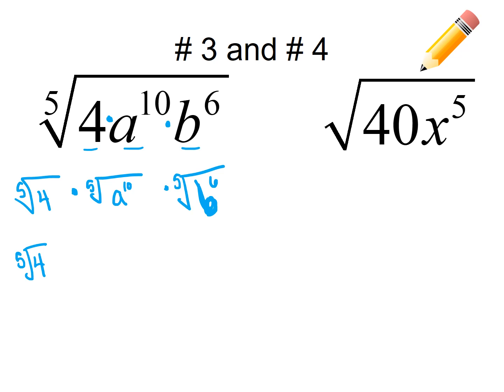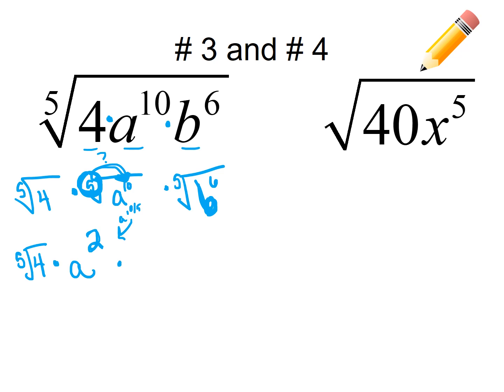Now we have the 5th root of a to the 10th. Well, how many groups of 5 make 10? Well, 2 groups of 5 make 10. So that means I can make a come out of the radical and just say the exponent is 2. When we think like that, how many groups make the exponent? All we're doing in our head is basically a to the 10 divided by 5, which is a squared, okay?